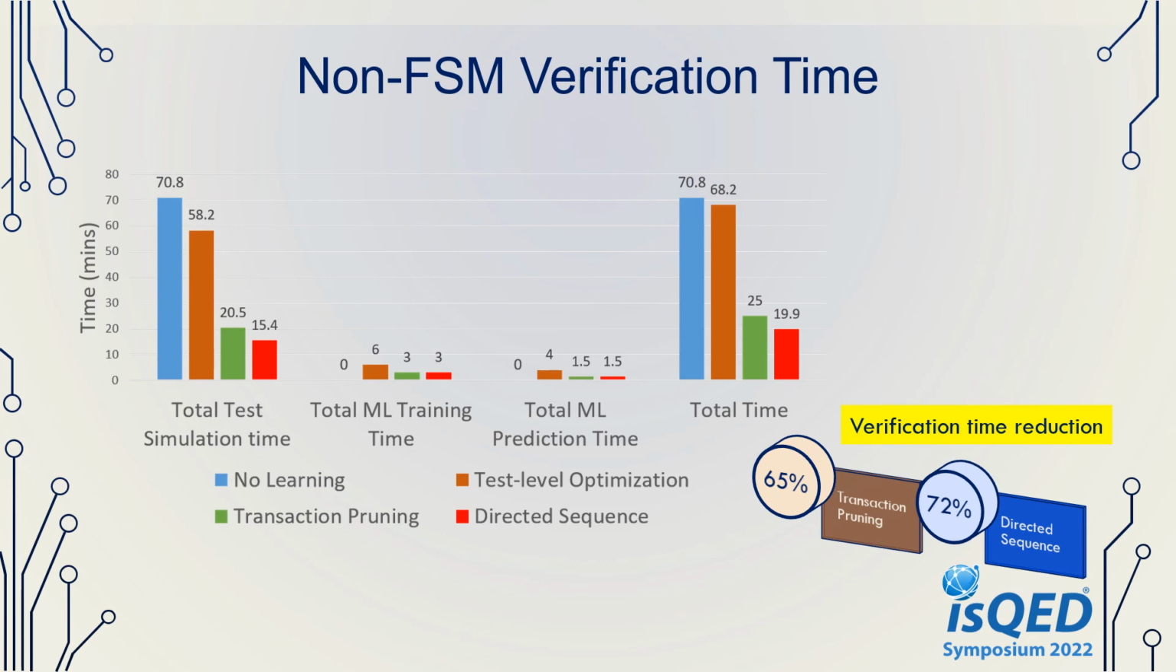And here again, this is the overall result. So this is simulation time, machine learning model training time, and machine learning model prediction time. And overall, we can reduce the total verification time by 72%.